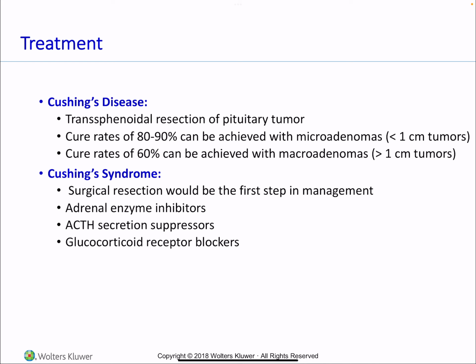This has cure rates of 80 to 90% that can be achieved with microadenomas, so if the tumor is very small, and cure rates of 60% when there are macroadenomas, which are tumors that are greater than 1 centimeter in size. And for Cushing's syndrome, the surgical resection would be the first step in the management, but we can also use adrenal enzyme inhibitors, ACTH secretion suppressors, and glucocorticoid receptor blockers.